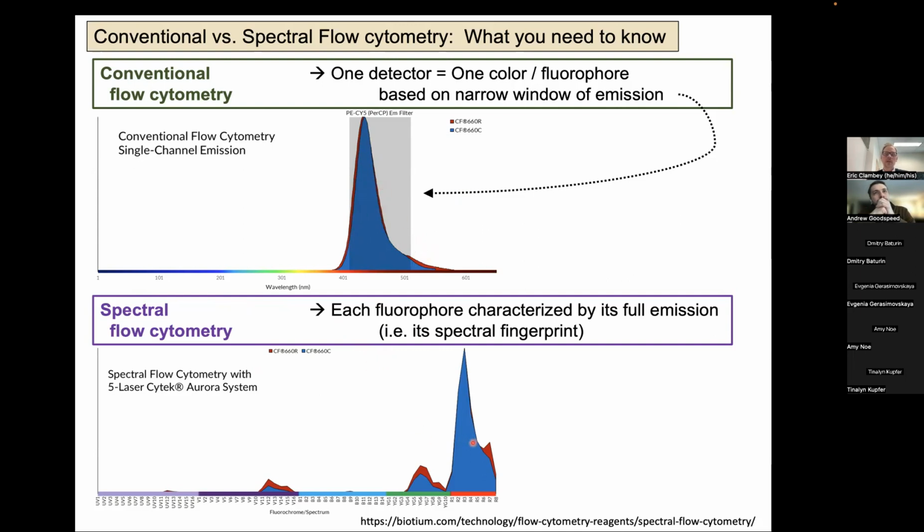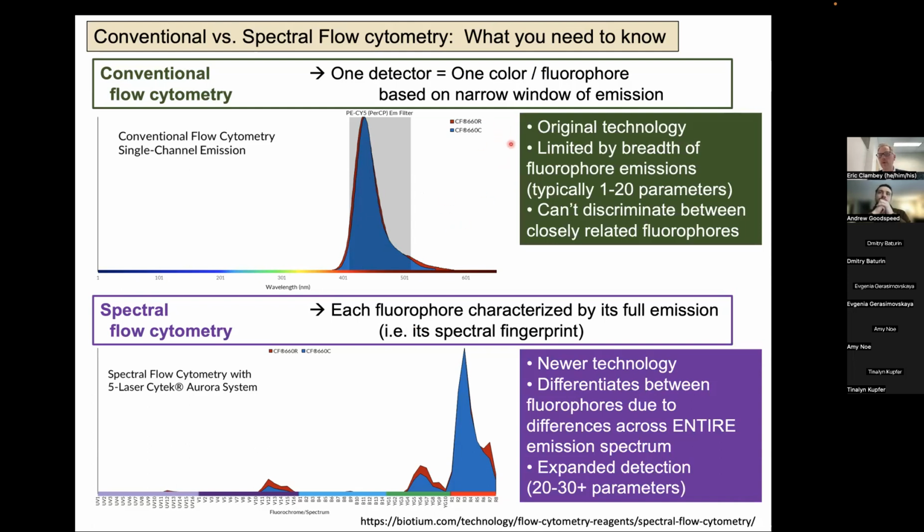But if you look on the bottom, on the x-axis are different wavelengths of light emission and different lasers. The bottom line is that with spectral flow cytometry, you can often find differences between fluorophores by looking not only at a narrow length of emission, but across the entire wavelength spectrum. There are still many conventional flow cytometers around, as well as spectral flow cytometers. I would say that in general, there's been a real enthusiasm and burst for spectral flow cytometry, given some of its unique strengths over conventional cytometry.